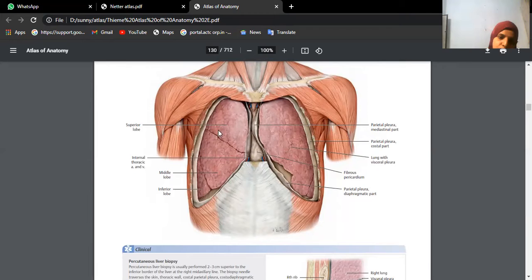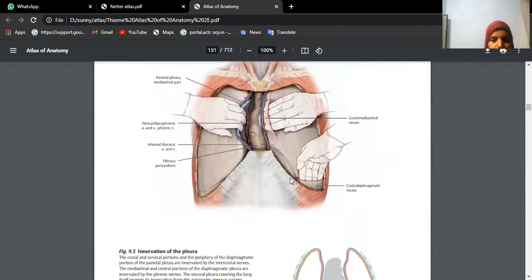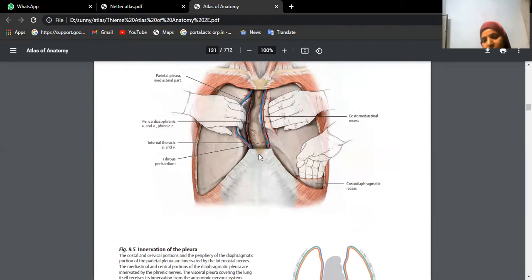Okay. So you can see the right lung is showing 3 lobes, the left lung is showing 2 lobes. The left lung will show, along its anterior border, the cardiac notch. This tongue-shaped projection is the lingula. So this is how you have to remove the lung so as to expose the heart. How many efforts have been put, you see, in order to expose the heart.